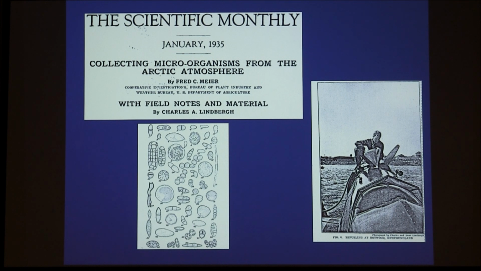Basically they brought these filters back and they said, all right, what's in there? So they see some fungi, some pollen, some bacteria, and they basically say, let's just describe the diversity of microbes that are out there over the Greenland ice sheet. And this is basically where the study of airborne microbiology stood until recently.